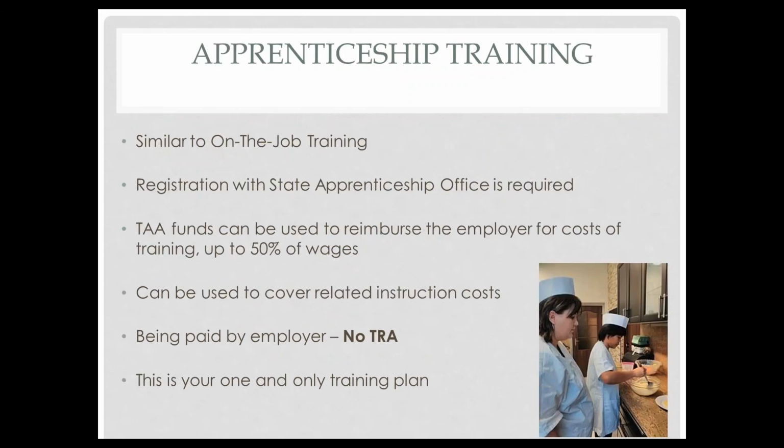Apprenticeship training. Similar to on-the-job training, you must be registered with the state apprenticeship office. TAA funds can be used to reimburse the employer for costs of training up to 50% of the wages they pay you. It can be used to cover related instruction costs. Again, being paid by an employer, so there is no TRA, and this is considered your one training plan.